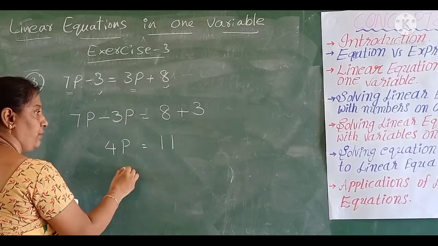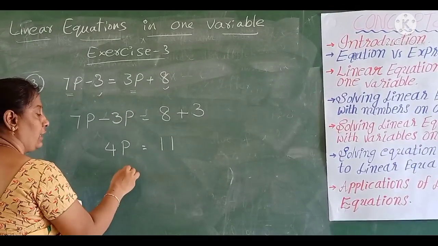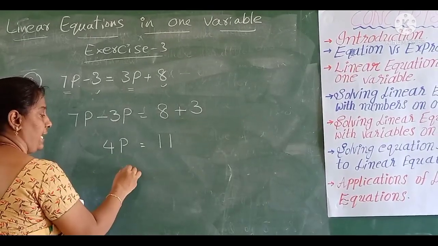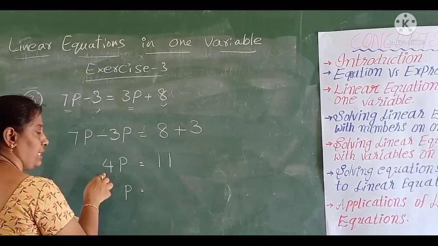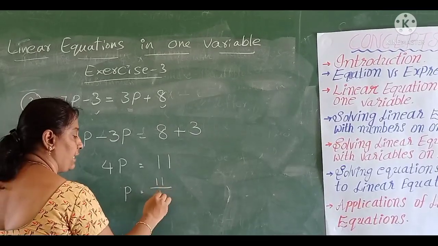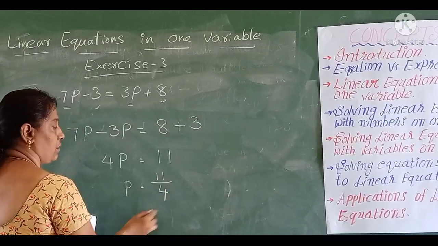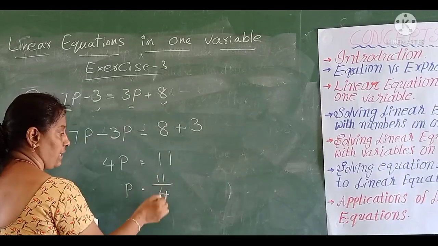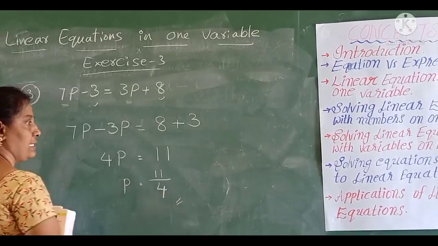So we have to find only p. So we have to keep only p on the left side. So p is equal to, 4 is multiplying here and moves to the right side. It will become division. So 11 by 4 is the answer.